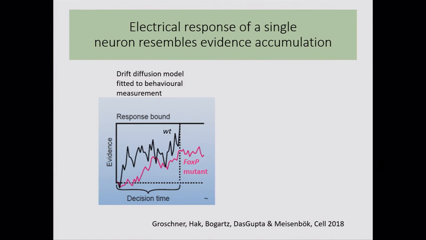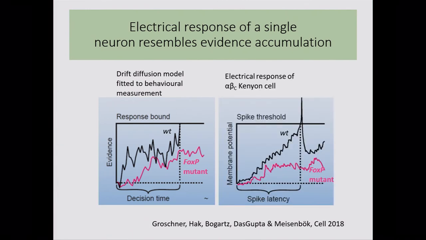And then they made recordings from a neuron which expresses this gene, FOXP. And there are only 160 in the fly brain, so they kind of hit it lucky here. And when you record the electrical potential of this neuron, as the evidence accumulates, the membrane potential goes up and up and up, and when it gets to a threshold, it fires a spike. And the distribution of these spike timings was very close to the distribution of times to response that they measured in their behavioral experiments. And the mutant neurons showed the same sort of behavior as the models that they had deduced from the behavioral experiments.